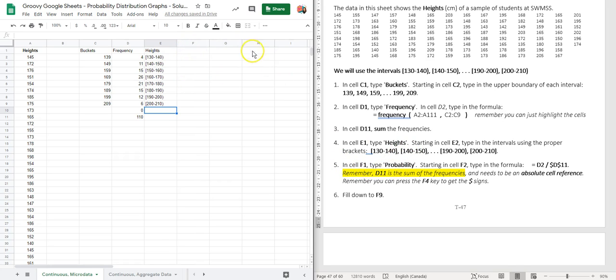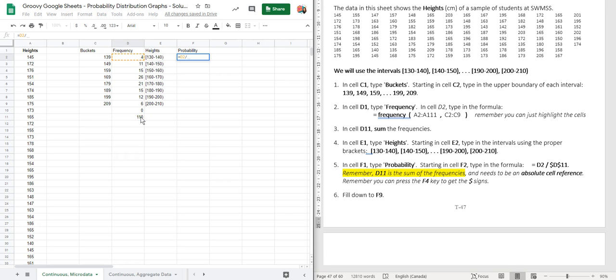Now in F1, we're going to type in the probability. So before you just called this relative frequency, probability is the same as relative frequency. And starting in F2, we're now going to turn all of these frequencies into percentages. So we're going to click equals, after equals, click the D2 cell. So it's 4. And then the divided by symbol, 4 out of 110, so click on D11.